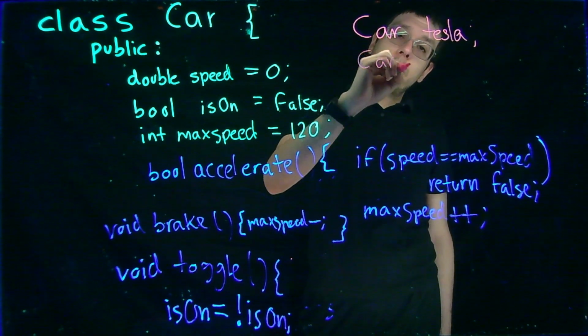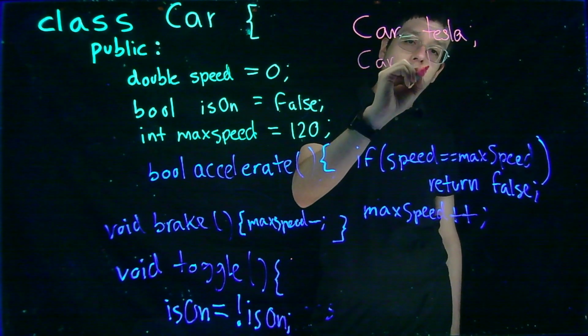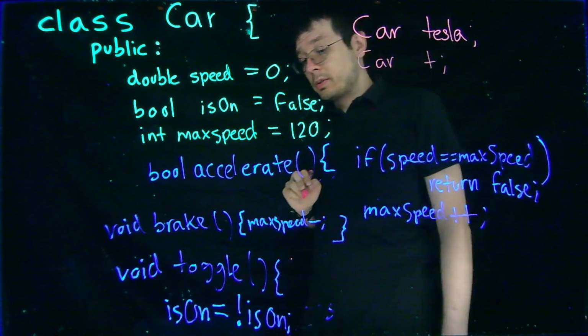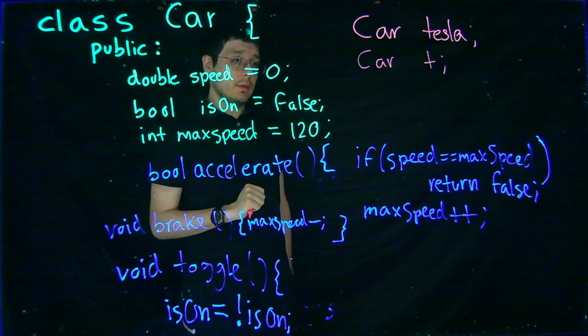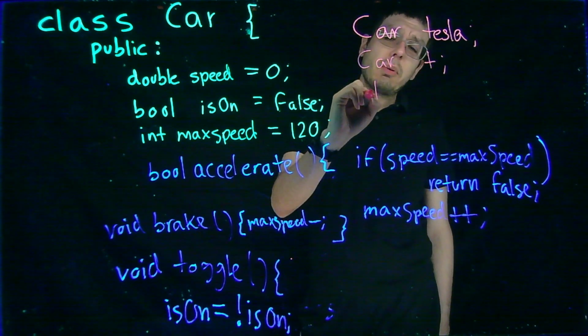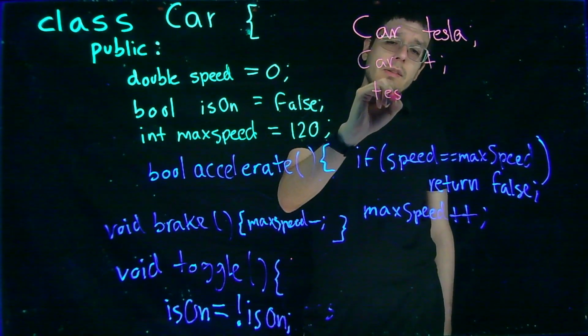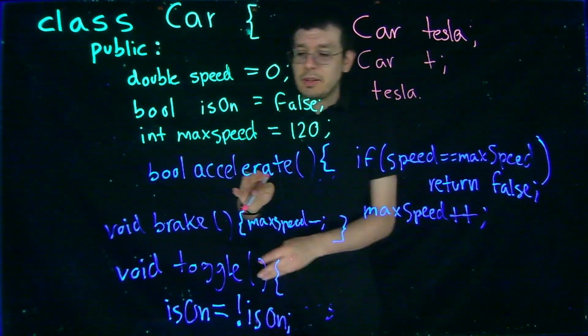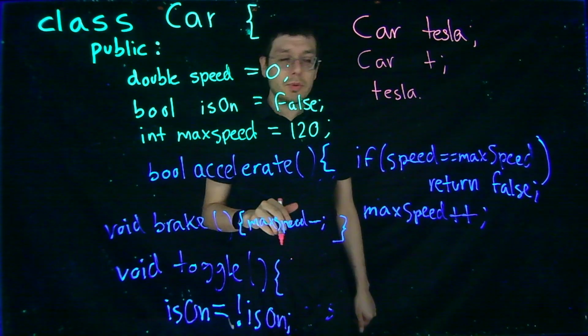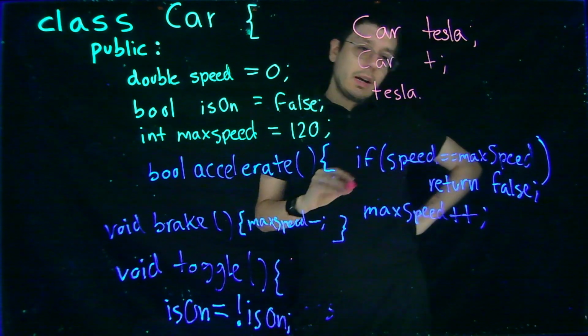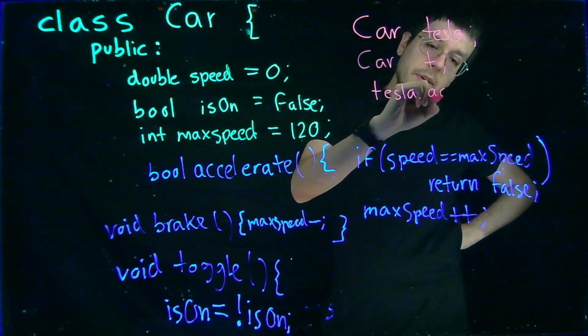You can make another car. So I guess this one we're going to call it T, very original name. And so this car has its own speed variable in it. So if I go in and say I want to accelerate my Tesla, and I want to see if I can go 0 to 60 in 2 seconds, I'm going to go ahead and say accelerate.